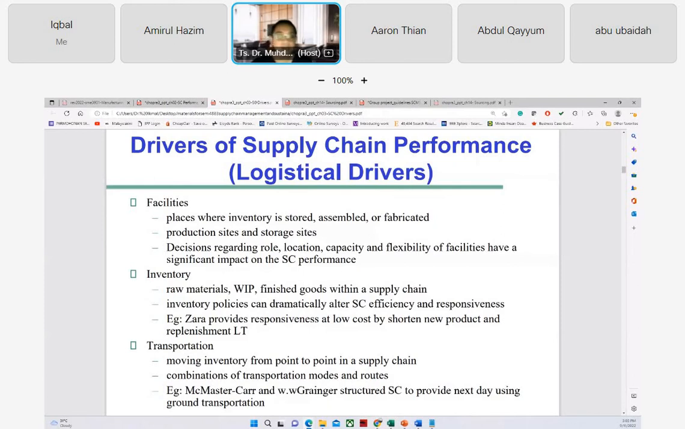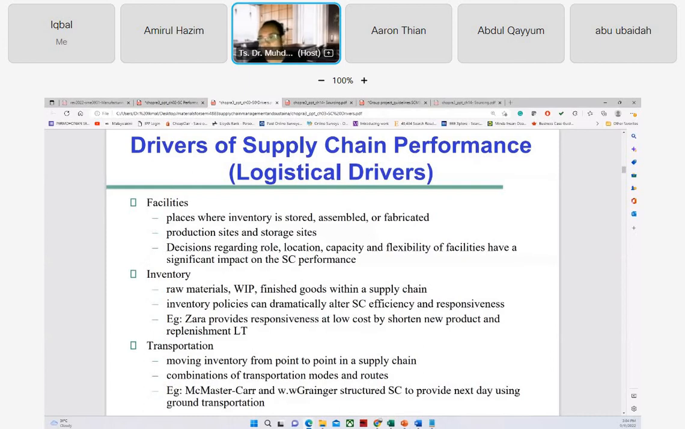Number three, decisions regarding roles, location, capacity, and flexibility of facilities have a significant impact on supply chain performance. So this is quite straightforward. Understand your facilities, how big you have. And then the next one is your inventory.